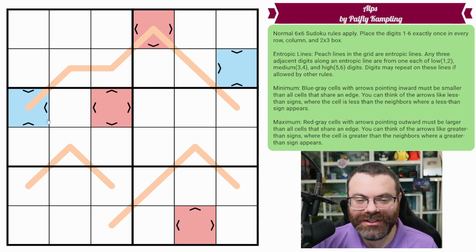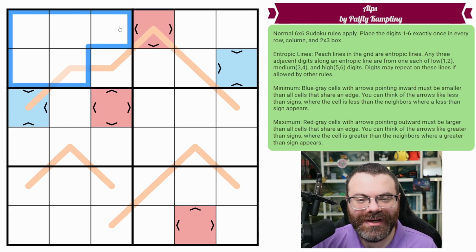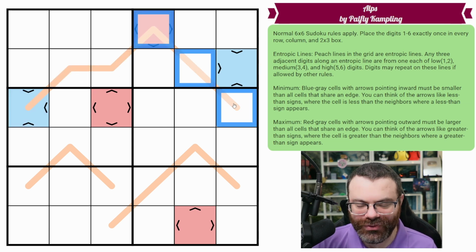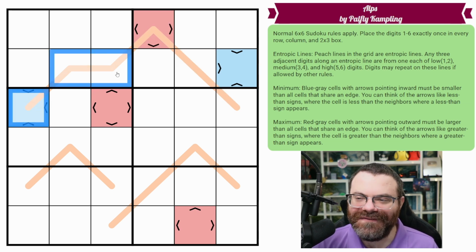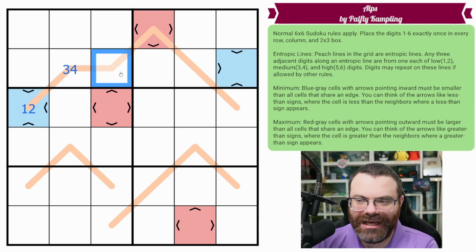So we have normal 6x6 Sudoku rules. So in every row, every column, and every 2x3 box, we are placing the digits 1 to 6 exactly once each. We also have entropic lines in the grid. The way these work is every group of 3 adjacent digits on the line, or adjacent cells on the line, like these three, every group of 3, has one of each of a low, medium, and high digit. Low being from 1, 2, medium being from 3, 4, and high being from 5, 6.